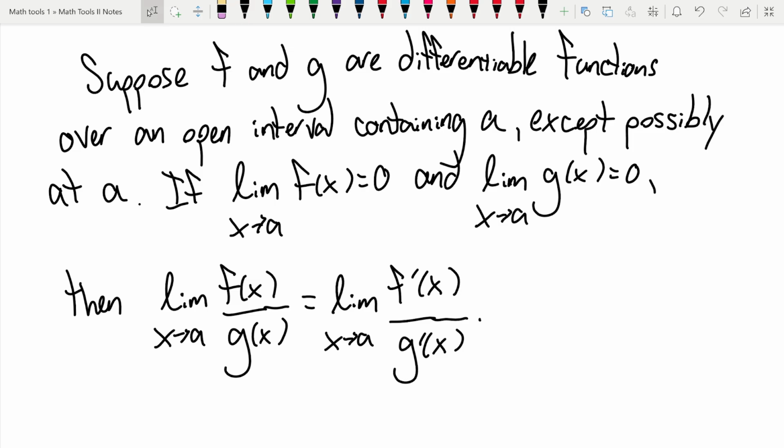Note that since these functions need to be differentiable at a, they also will need to be continuous at a. So using the continuity at a, it's pretty easy to go through the proof of this. Definitely something I would recommend going through. There's a nice proof of it in the OpenStax textbook as well, if you need help to reference it. But I think it's a good idea to try to go through some of those proof ideas on your own.